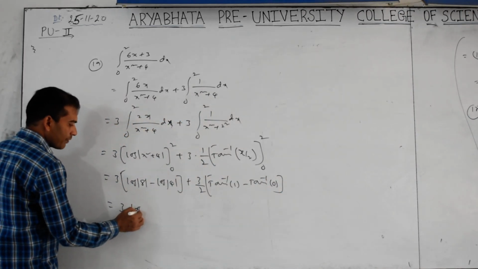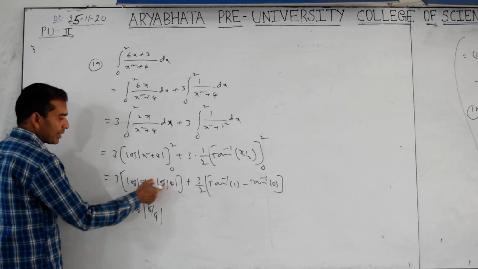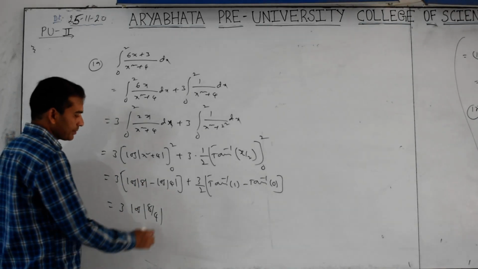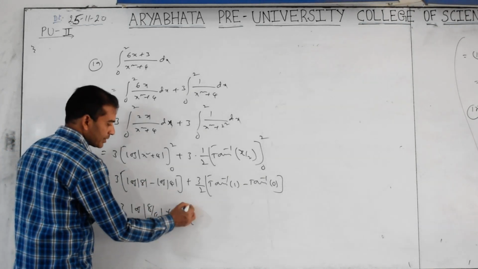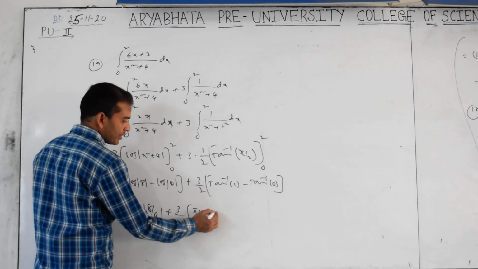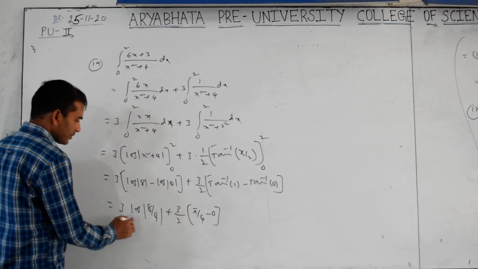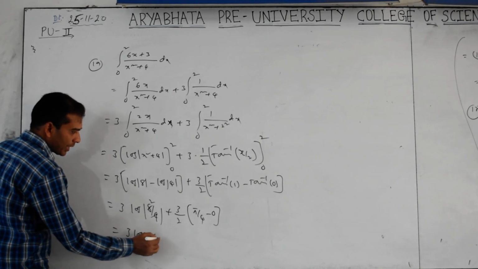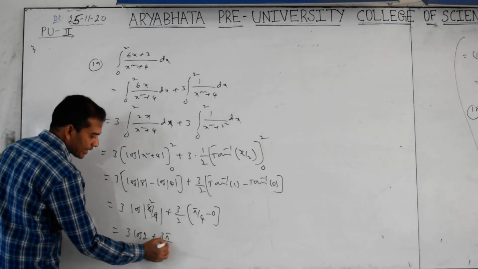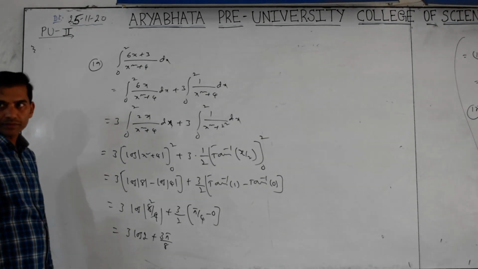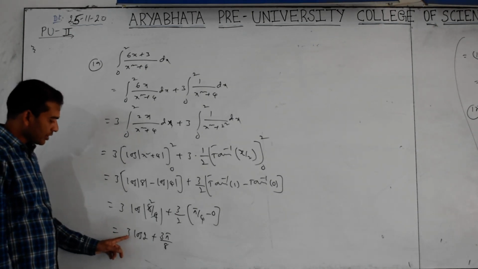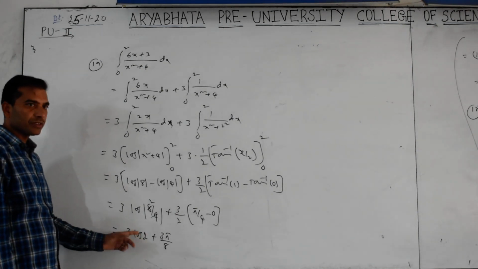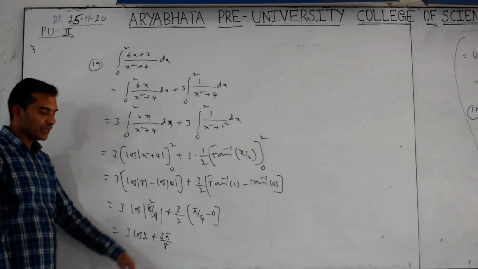3 into log of 8 by 4, since log m minus log n equals log of m by n, plus 3 by 2, tan inverse of 1 is pi by 4, tan inverse of 0 is 0. This gets cancelled. So 3 log 2 plus 3 pi by 8. We can simplify this also: 3 comes here as a power, 2 cube, which is equal to 8. Let it be 3 log 2 plus 3 pi by 8.